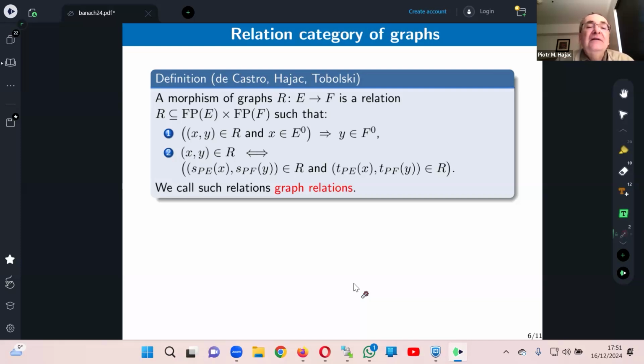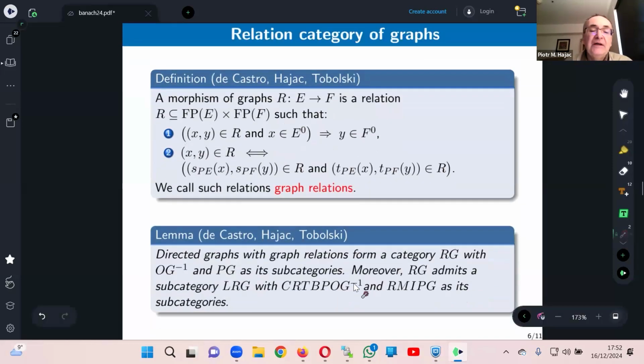So we now define a morphism between graphs as a relation in the Cartesian product of the space of finite paths in E with the space of finite paths in F, satisfying some obvious rules. So for instance, if X is a vertex, then Y also has to be a vertex if they're in the relation. If X and Y are in the relation, then their beginnings and their endpoints are also in the relation. These are very, very basic requirements that you put on this relation to call it a graph relation, okay?